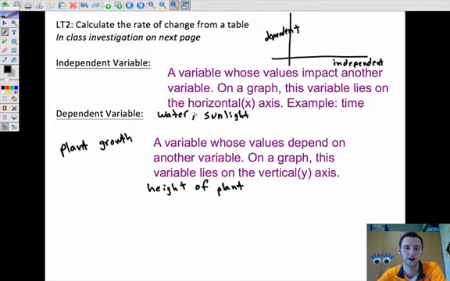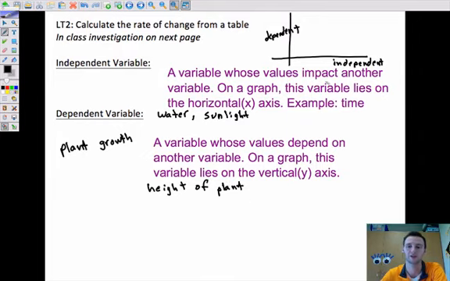How much you water it is not at all dependent on the height of the plant, unless you later change your mind and you're like, oh, this thing's not growing at all, maybe I should water it more. But how much sunlight you give it, that is totally up to you. That's the variable that you control, and this is the one that you are studying.